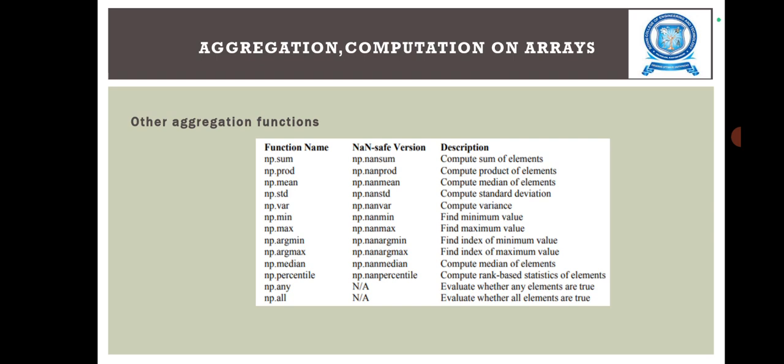Now we are going to see some other aggregate functions. NumPy provides many other aggregate functions, and most aggregates have a NaN-safe counterpart that computes the result while ignoring the missing values. In this tabular column, it shows the function name, NaN-safe version, and description: np.sum, np.prod, np.mean, np.std. That means you can find the sum of elements, product of elements, mean of elements, and compute the standard deviation. You have to use the particular syntax, then only will you get the particular answers.